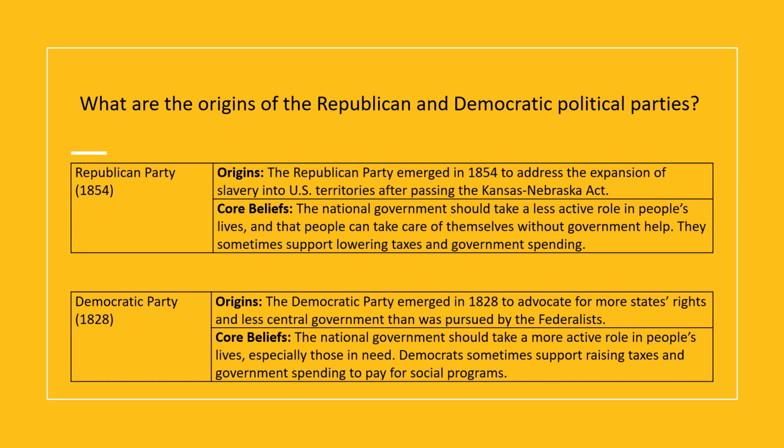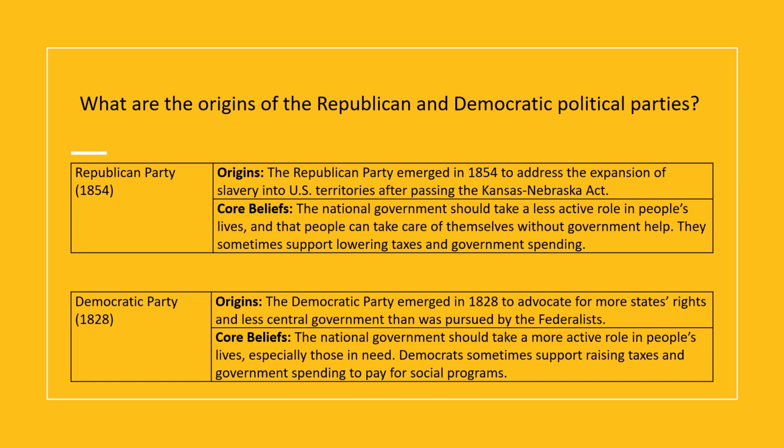The Democratic Party was established in 1828. The origins of that party emerged to advocate for more states' rights and less central government than was pursued by the Federalists. So here we see an interesting contrast, that the Democratic Party's current core beliefs focus on the national government taking a more active role in people's lives, especially those in need. Democrats sometimes support raising taxes and government spending to pay for social programs.